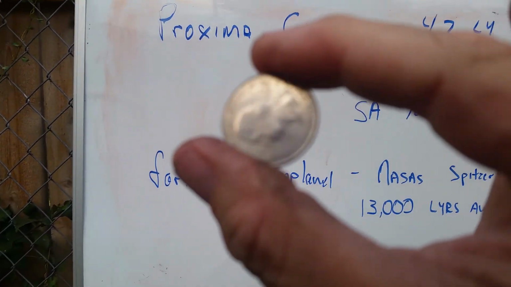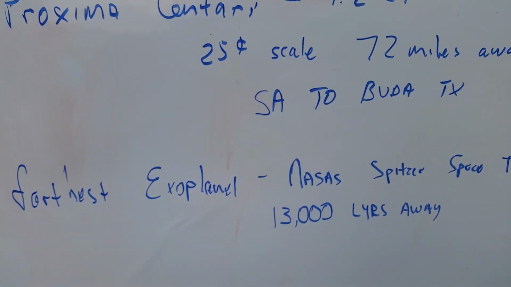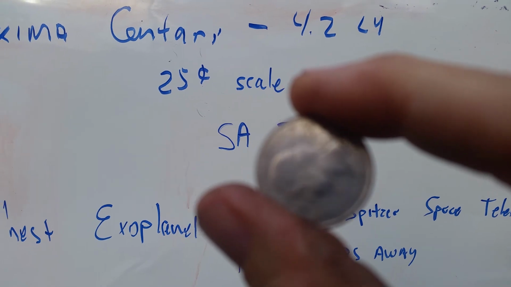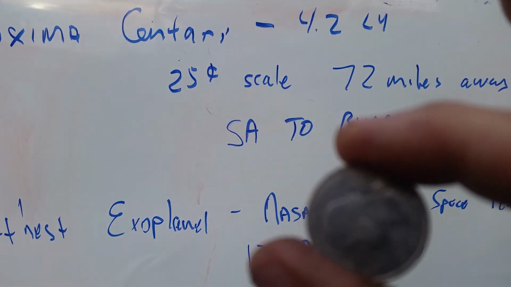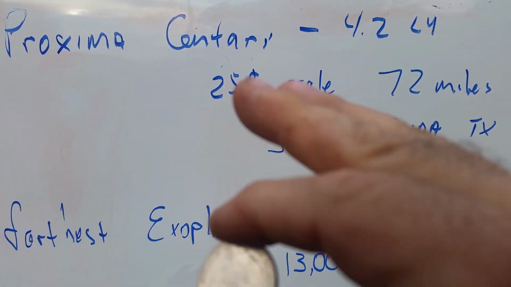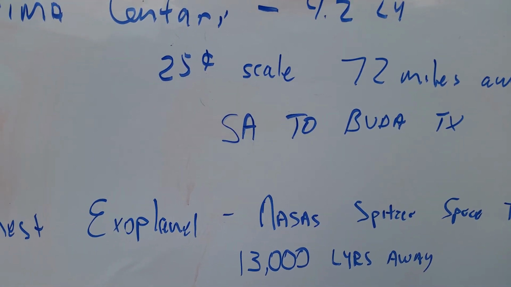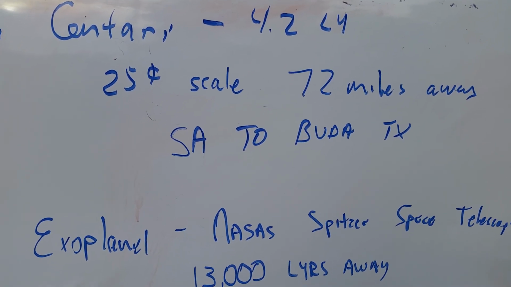If you use the sun as a quarter, I am in San Antonio, Texas right now. At this scale, the nearest star, which is Proxima Centauri in the Alpha Centauri star system, would be in Buda, Texas, 72 miles from where I'm standing. That's how far it is.